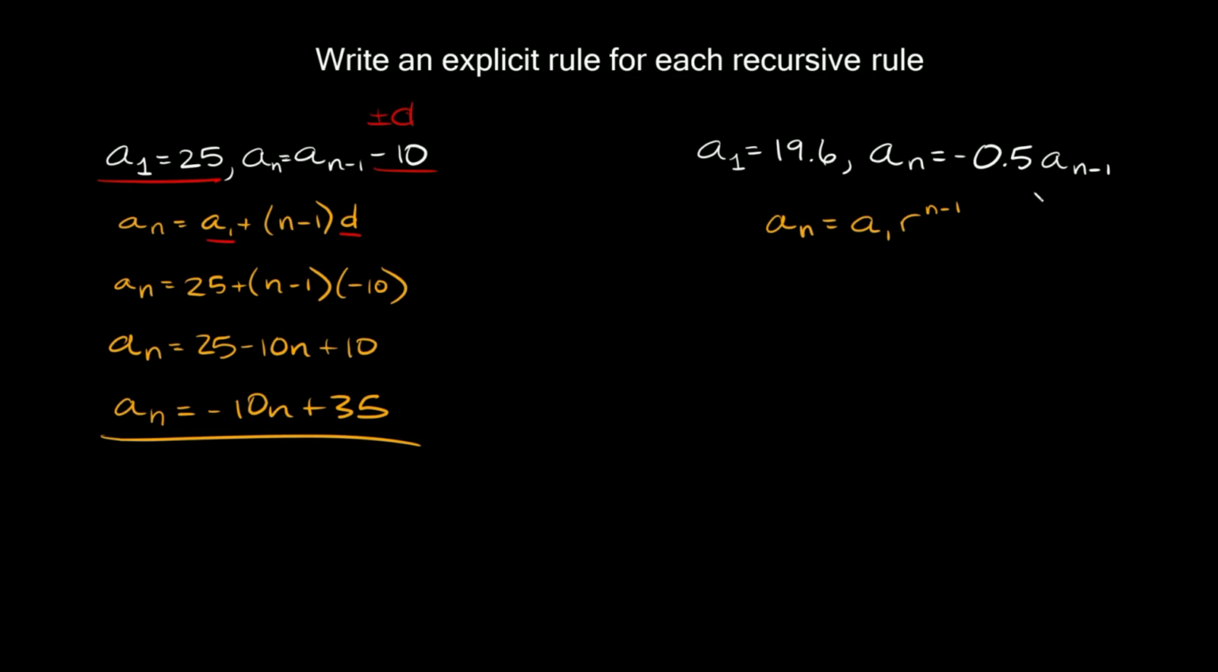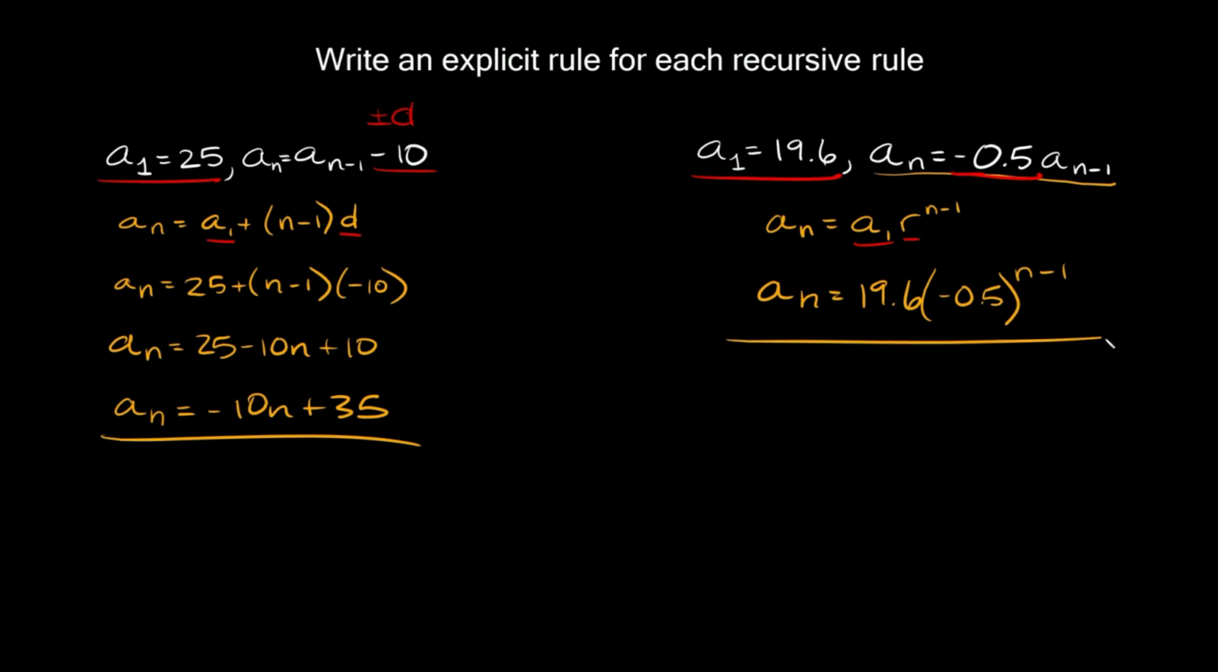Okay, now let's go to this one up here. So again, we're just going to convert this recursive rule to this explicit rule. And again, we're just plugging in a couple things that we know. We know the first term, 19.6, and we also know the ratio r, negative 0.5. So we're going to plug that in for the first term and for the r right there. So we're going to have a sub n is equal to 19.6 times negative 0.5 raised to the n minus 1. Now here there's nothing we can really simplify, so this would be your final answer right there.